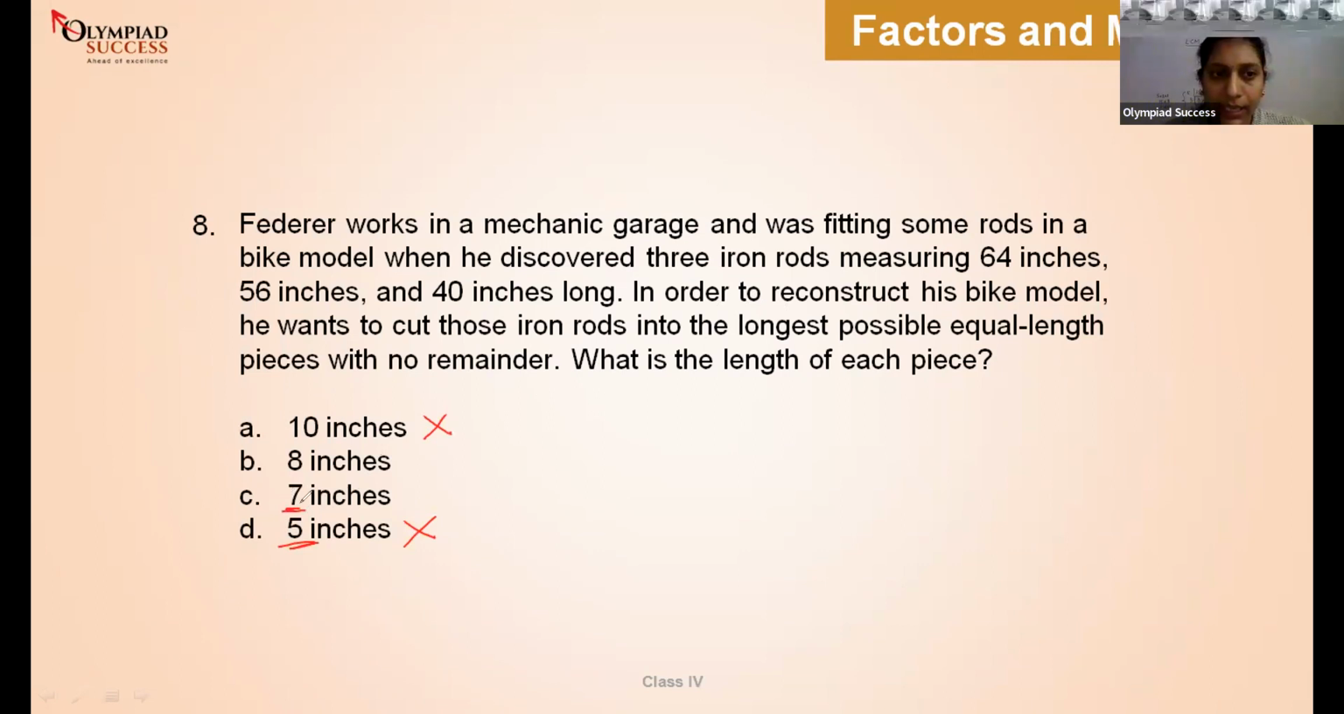Now, 7. In the table of 7, 64 will not come, 56 will, and what about 40? So 40 will not come. So this is also not possible. Now I'm left with only one option, 8. Now 8 has in its table 64, 56, and 40. Yes? So 8 will be the correct answer. See, now without doing the prime factorization of all three numbers, I have found the answer. So it will save your time. Yes, B is the correct answer.